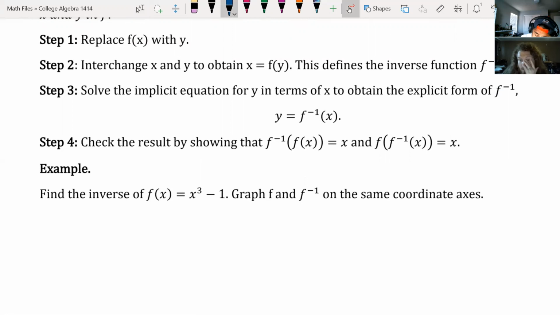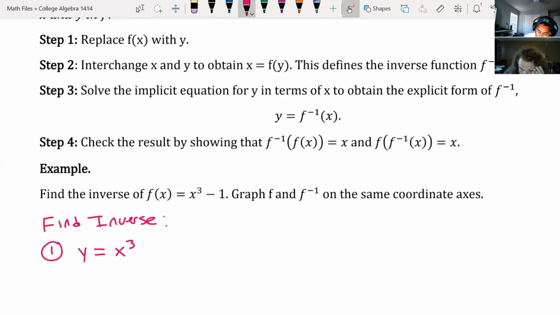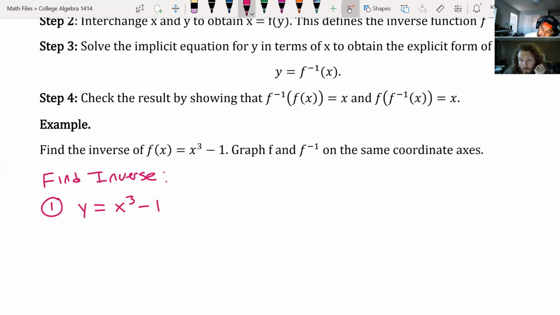Okay, so our steps for finding the inverse. All right, here's going to be step 1. Here, I'll call this find the inverse. Okay, so step 1 in finding the inverse. You're going to change the equation to y equals x cubed minus 1. So that's step 1. Step 2, you are going to interchange the roles of x and y.